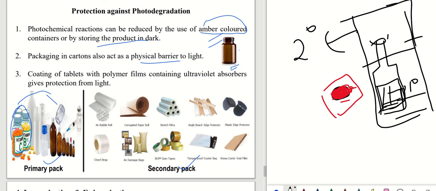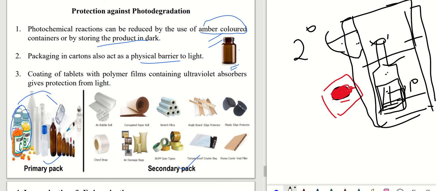Why is it known as the secondary pack? Because the drug is not in direct contact with this pack. But the primary pack and the secondary pack play a major role in giving protection. How does the secondary pack play a major role in protecting this drug from photodegradation? Because this acts like a physical barrier to the light. And the secondary carton boxes come in different variations.